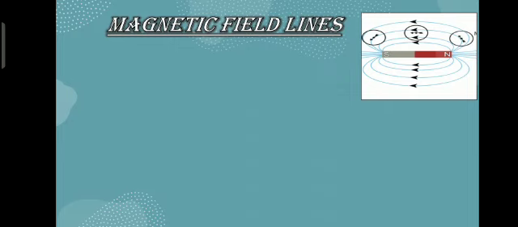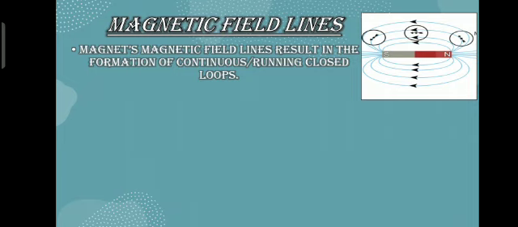Magnetic field lines. You can clearly see here that the magnetic field lines outside a bar magnet go from north to south and inside the bar magnet they go from south to north. A magnet's magnetic field lines form continuous closed loops.